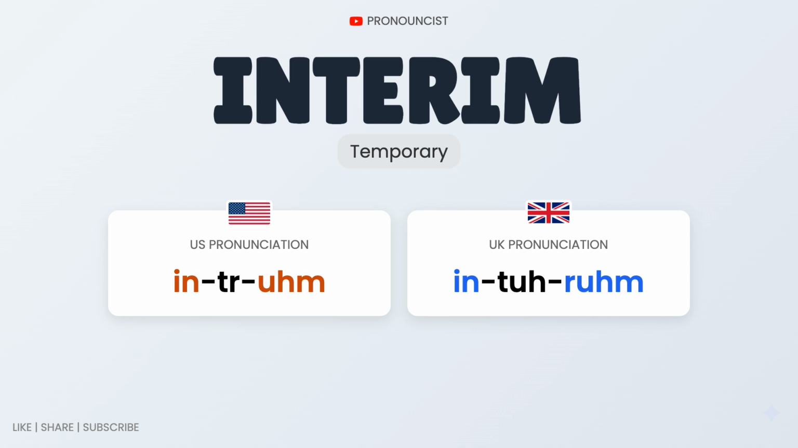Practice repeatedly and you'll soon be able to say this word perfectly. The best way to practice is to repeat the syllable multiple times. The meaning of the word is temporary. Try repeating this word several times to improve your pronunciation.